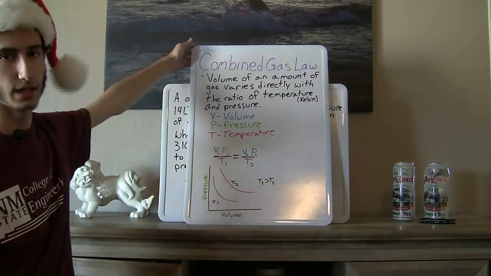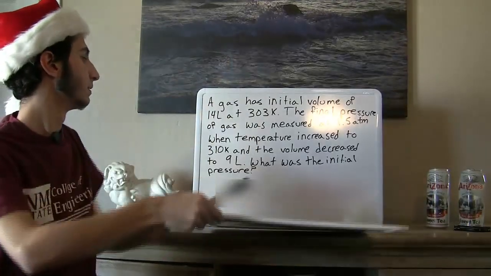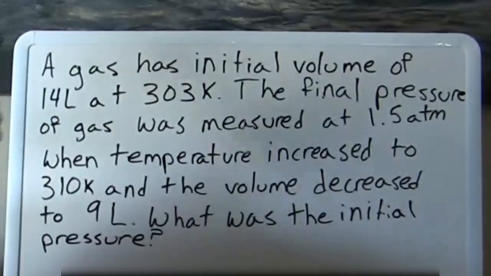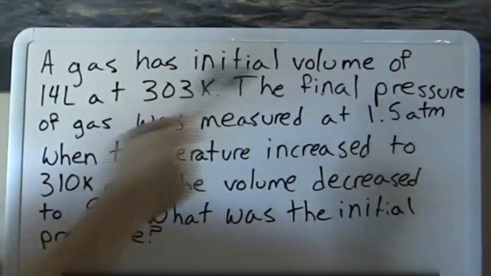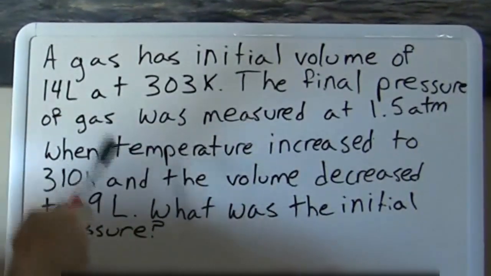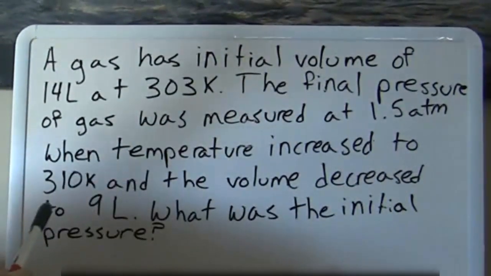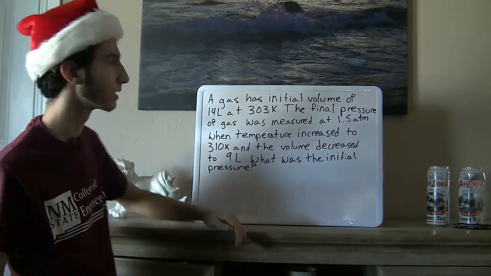We're going to go into the modified example from Ms. Romero, which states a gas has initial volume of 14 liters at 303 Kelvin. The final pressure of gas was measured at 1.5 atmospheres when temperature increased to 310 Kelvin and the volume decreased to 9 liters. The question is, what was the initial pressure?